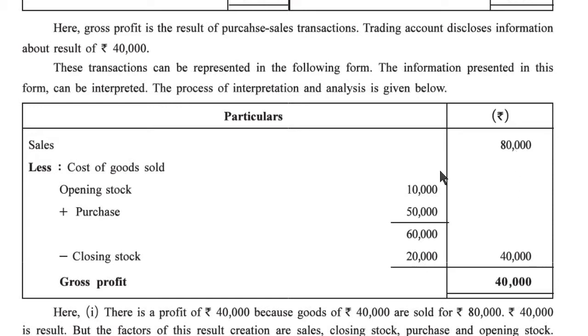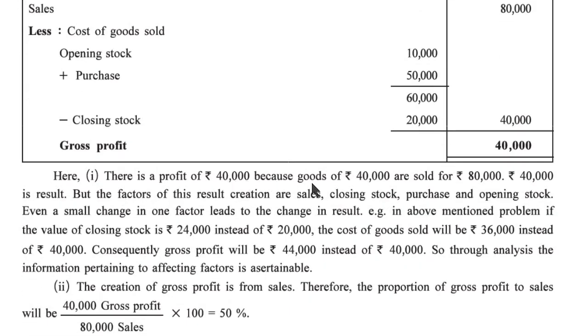So sales are 80,000 and gross profit is 40,000. There is a profit of rupees 40,000 because goods of 40,000 are sold for 80,000. But the factors in creating this result are sales, closing stock, purchase and opening stock. Even a small change in one factor leads to a change in the result. As an example, in the above mentioned problem, if the value of closing stock is 24,000 instead of 20,000, the cost of goods sold will be 36,000 instead of 40,000. Consequently, gross profit will be 44,000 instead of 40,000. So, through analysis, the information pertaining to affecting factors is ascertainable.